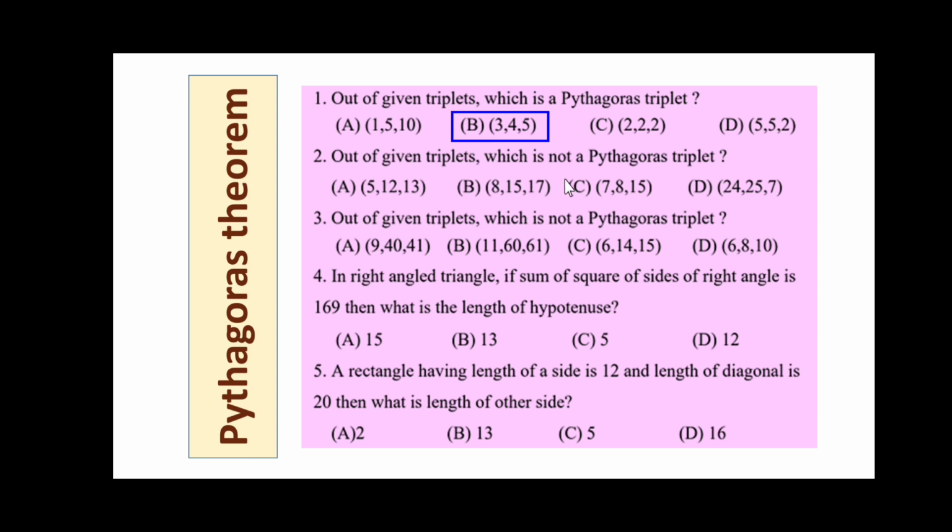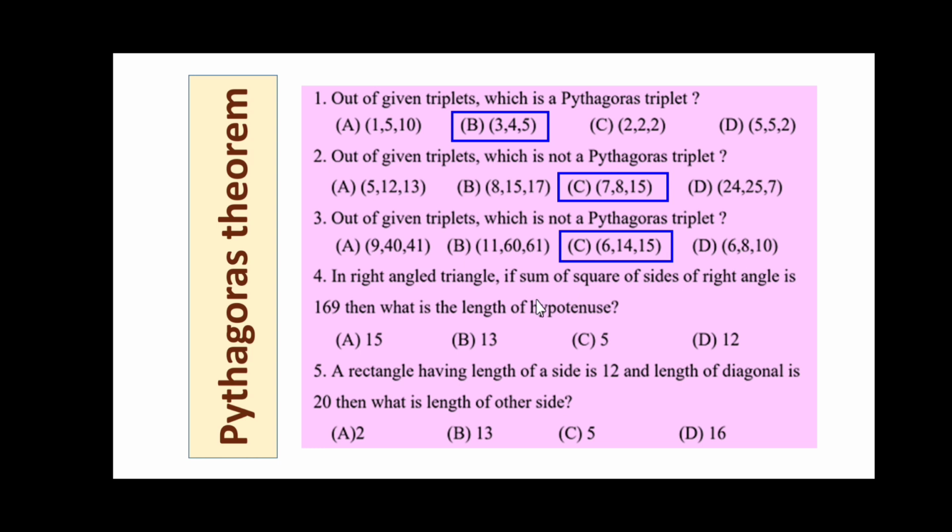Out of the given triplets, which is not a Pythagorean triplet? 5, 12, 13, it is there. So here this third one, 7, 8, 15, will not be there, because the rest of the three are Pythagorean triplets. Out of the given triplets, which is not a Pythagorean triplet, again 'not' they asked. So here this C option, 6, 14, 15, is not a Pythagorean triplet.